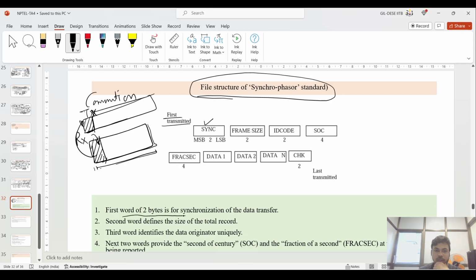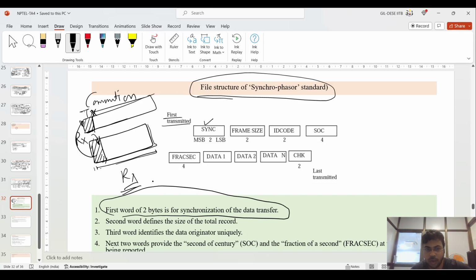If the first file is transmitted, then the first step is sync. Sync means the first word of 2 bytes is for the synchronization of the data transfer. Synchronization means the receiving end should be synchronized as to what kind of data and what identifier is there. This is the MSB and LSB. This 2-byte data will be there for the sync. Then the second word defines the size of the total record. Suppose it has 8-bit data, so the second word must indicate that this is 8-bit data, that is the frame size.